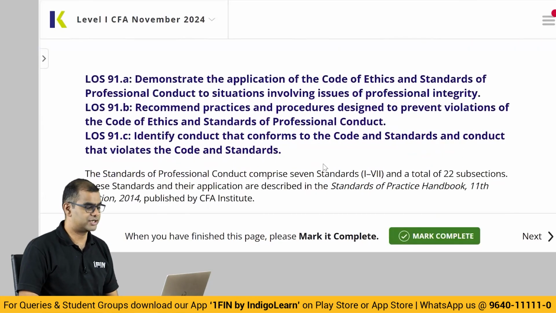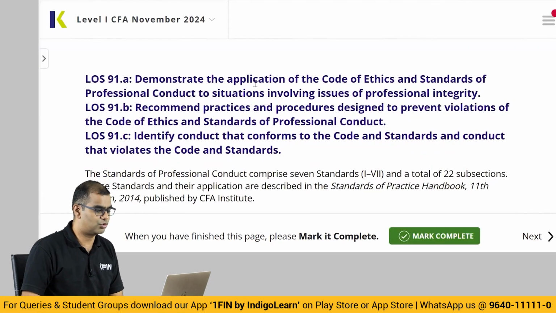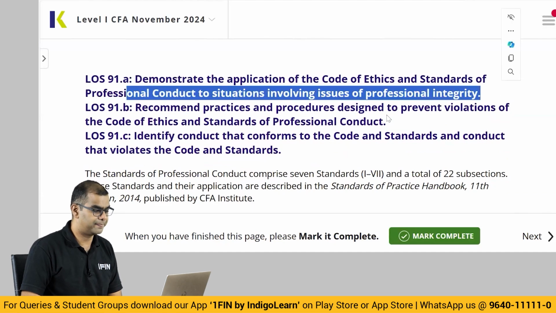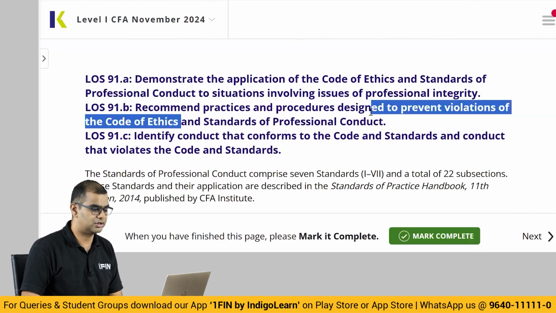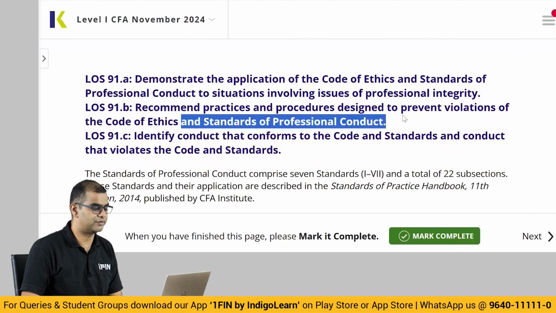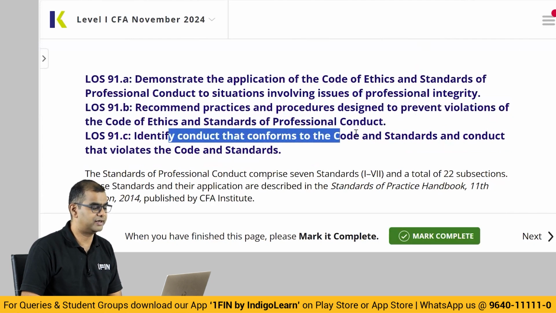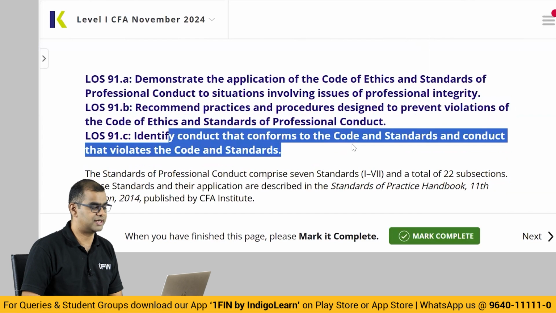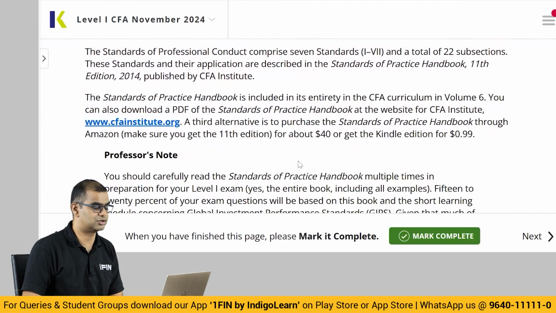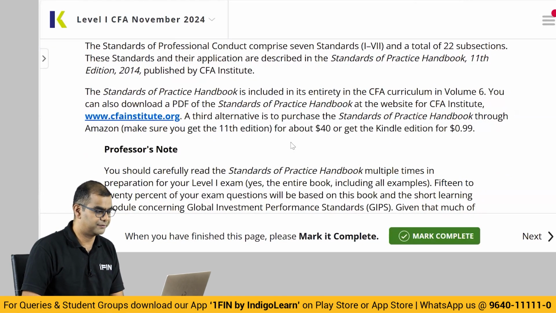Let us look at the next chapter. This is to demonstrate application of the code of ethics and standards of professional conduct to situations involving issues of professional integrity. Recommend practice and procedures designed to prevent violation of the code of ethics and standards of professional conduct. Identify conduct that conforms to the code and standards, and conduct that violates the code and standards. So code is different, standards is different, please be aware.